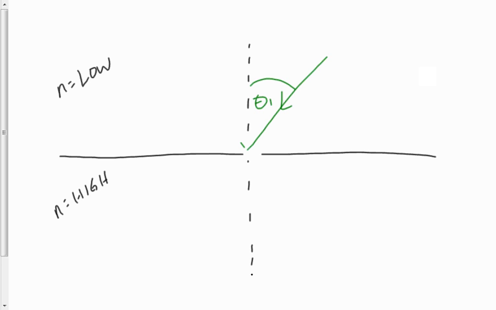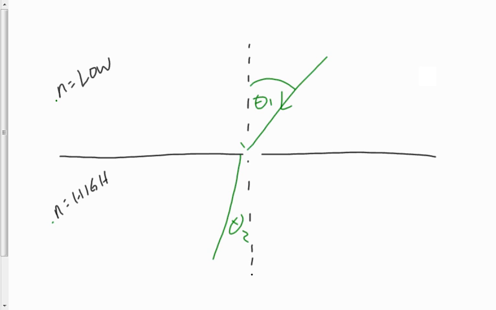What's going to happen to the angle? As n goes up, lambda goes down, V goes down, and theta goes down. So the angle is going to decrease as well. In other words, it's going to bend toward the normal line right here. We're going to say theta 2 is smaller than theta 1, right? N's going up, V's going down, lambda's going down, and theta's going down as well.